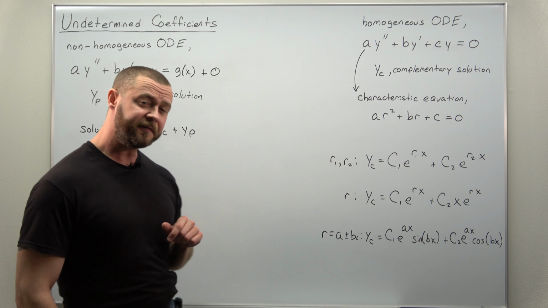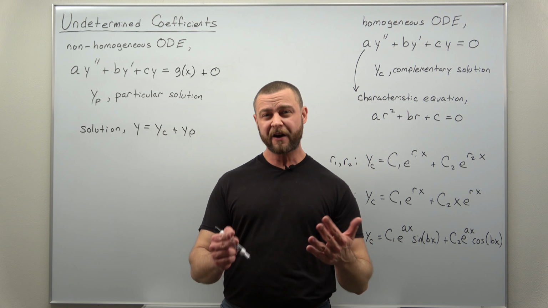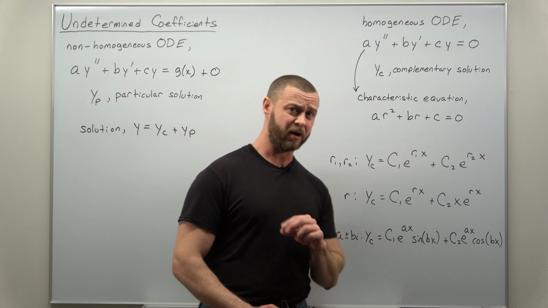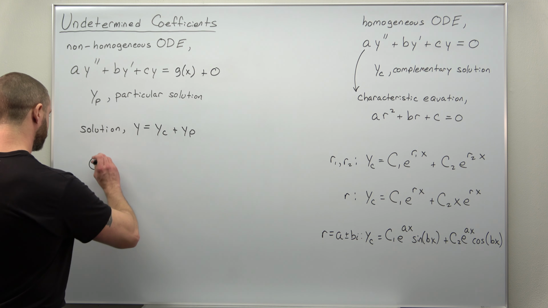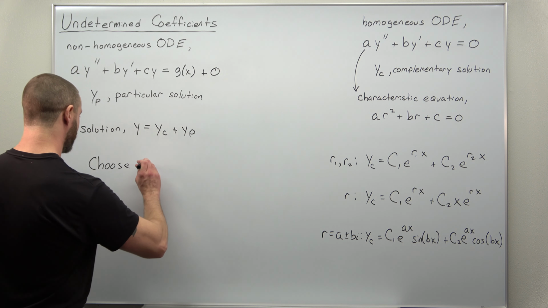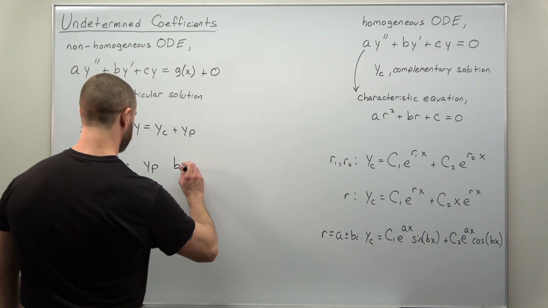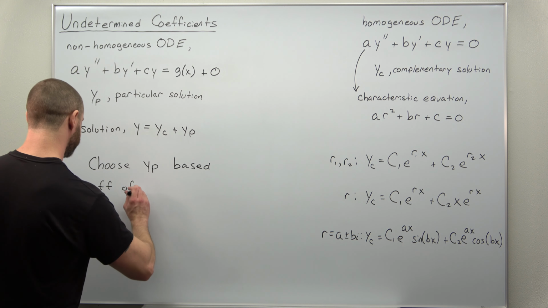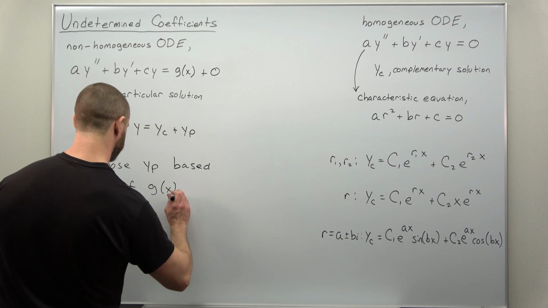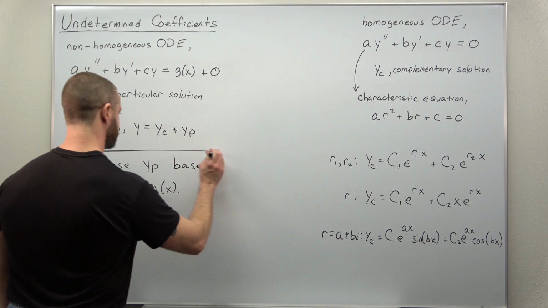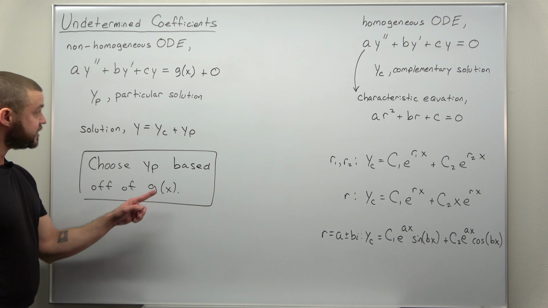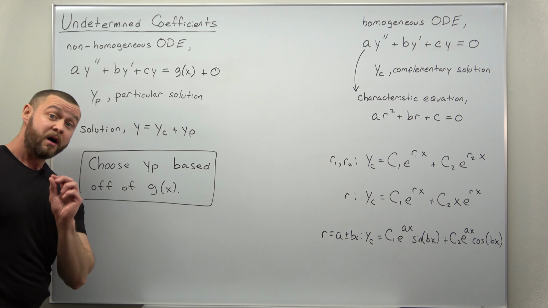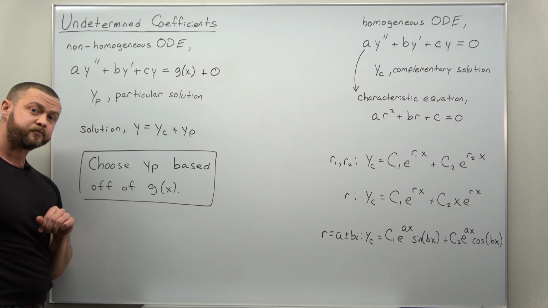Now, undetermined coefficients is usually a very simple method to apply, and in its simplest form, what we do is we choose a form for yp based off of g of x. And again, g of x, that is the non-zero right-hand side of the non-homogeneous ODE.